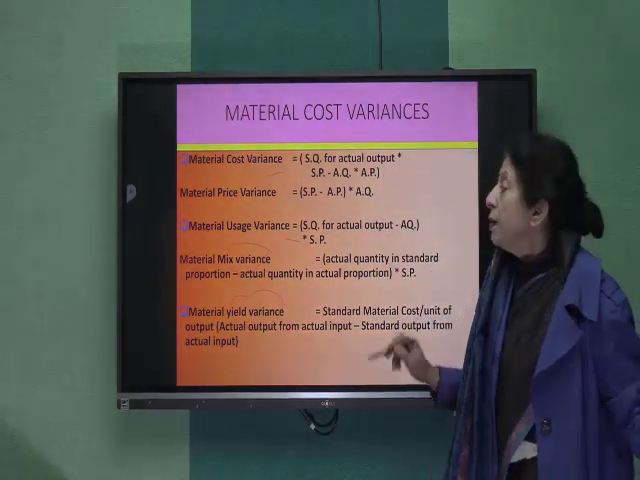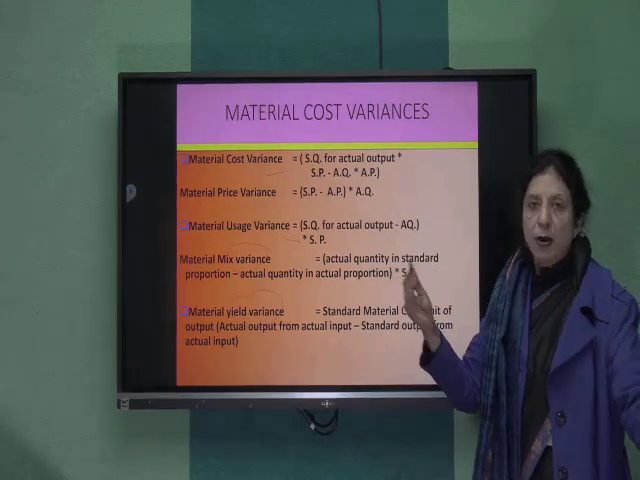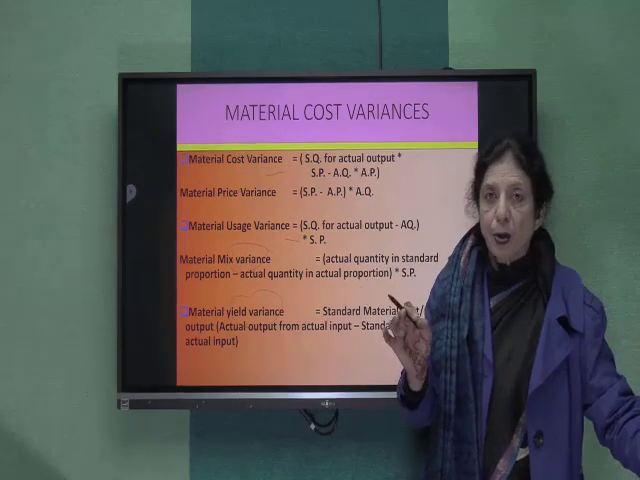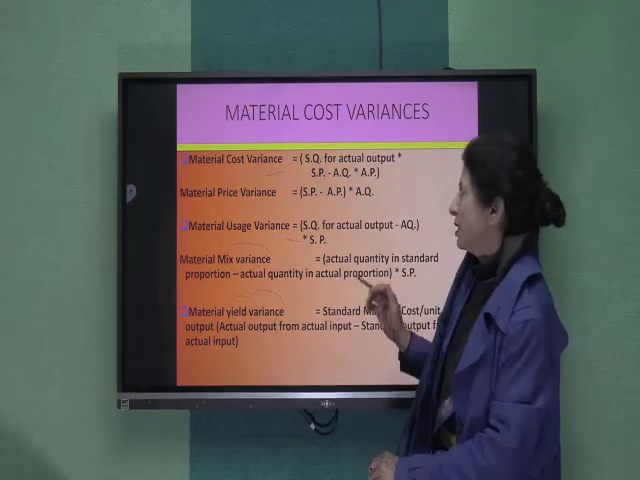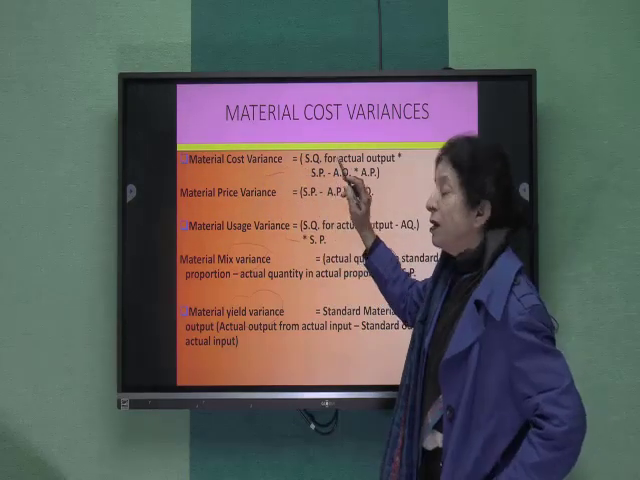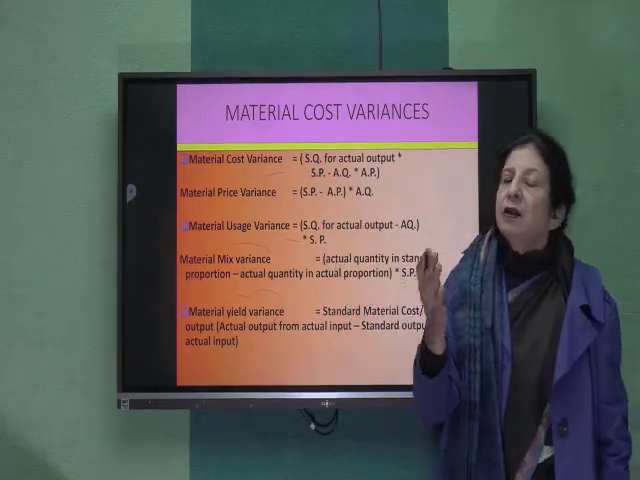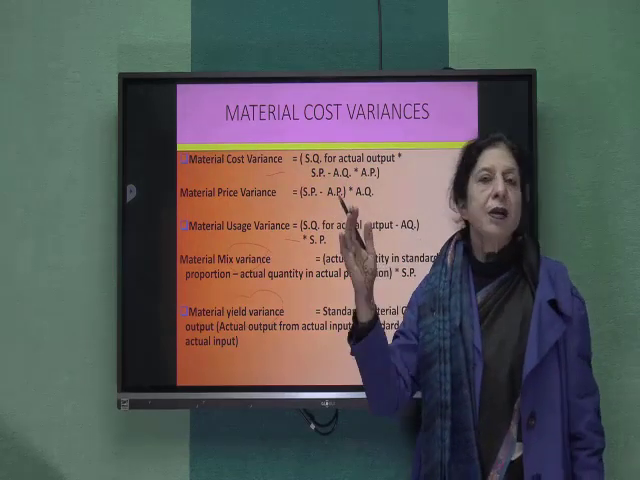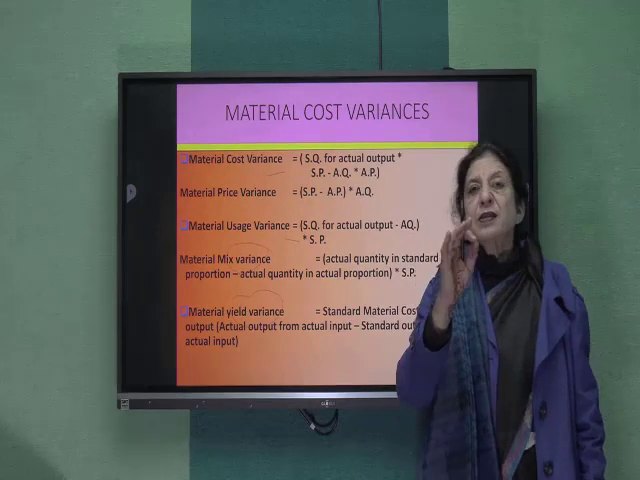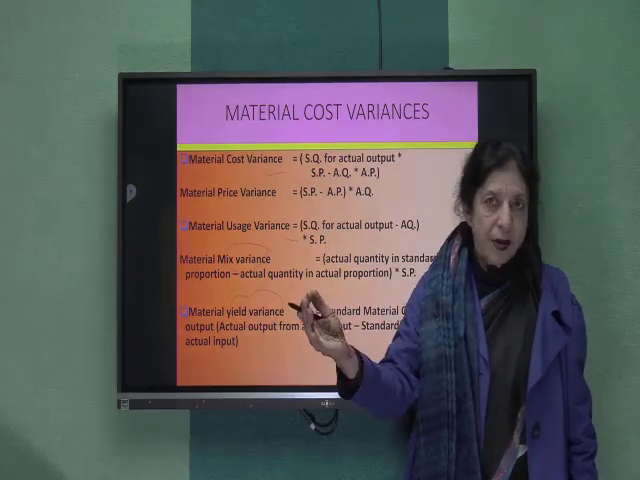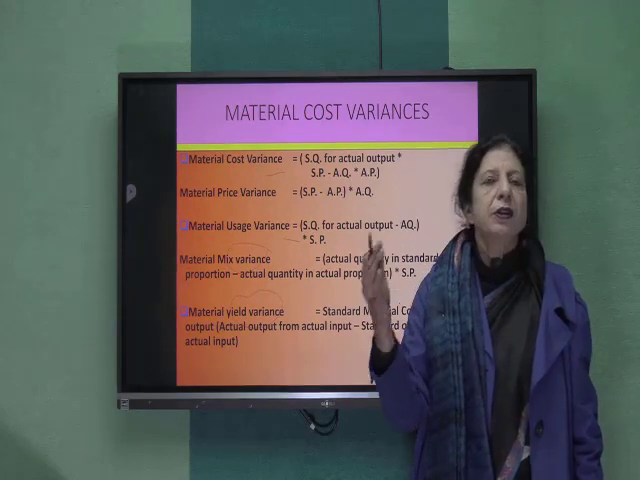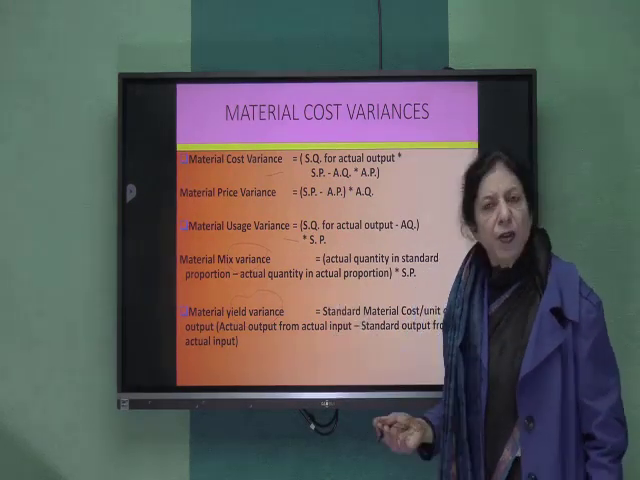Okay, now let's discuss what the formulas for that are. Remember, the formulas have been written very logically. You do not have to cram them up. Let's just see the material cost variance. I told you that variance is nothing but the difference between the standard and the actual. If the actual cost is more than the standard cost, it would be unfavorable. And if the standard is more than the actual, it would be a favorable one.